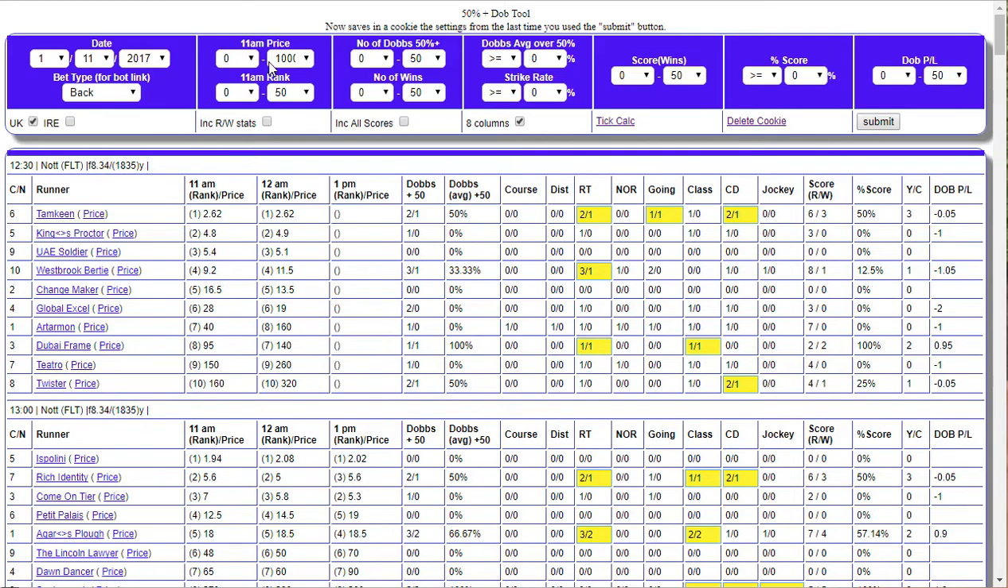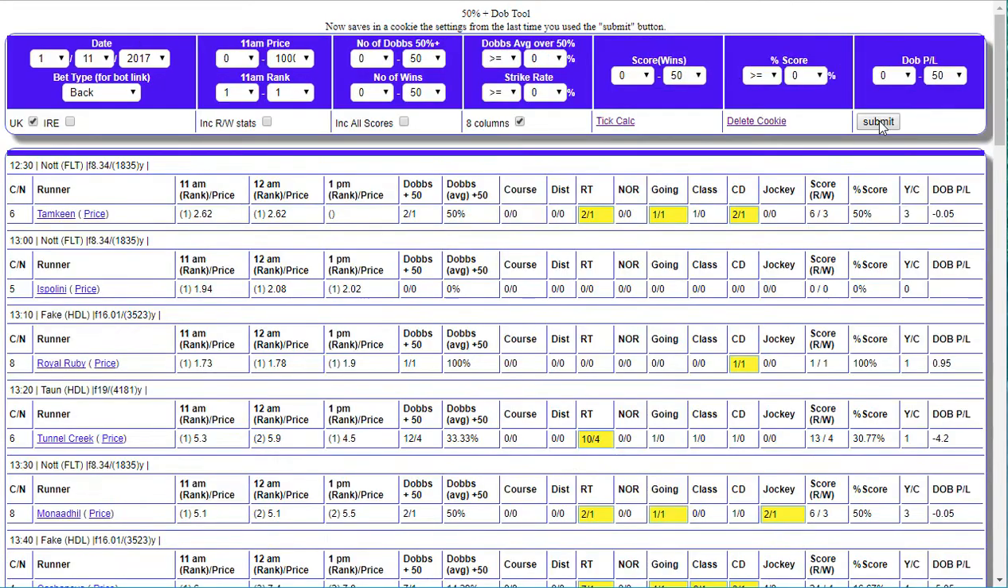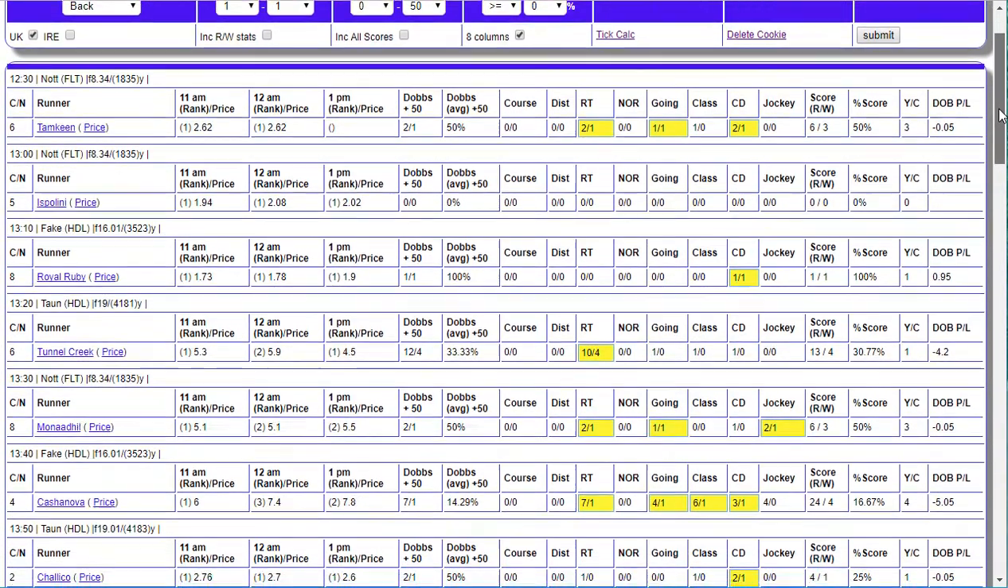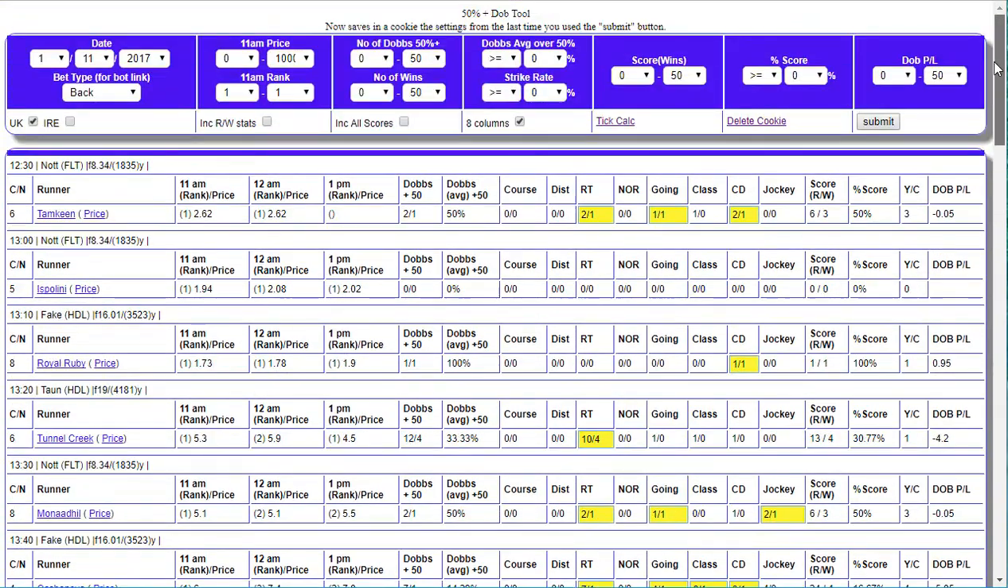Now, up until this update, we could only filter by price, but we can now filter by rank at 11 o'clock. So if we wanted to see all runners that were ranked first at 11 AM, in fact, these are the ones with the best price at that time, then we can just concentrate on those.